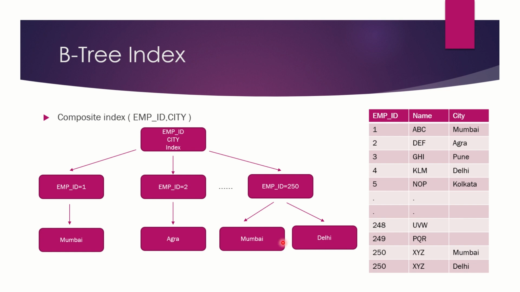But since there is no index entry created to identify where city is equal to Delhi is located, or basically on which block or on which row ID city is equal to Delhi is located, it has to scan all the rows which are qualifying for employee ID is equal to 250.